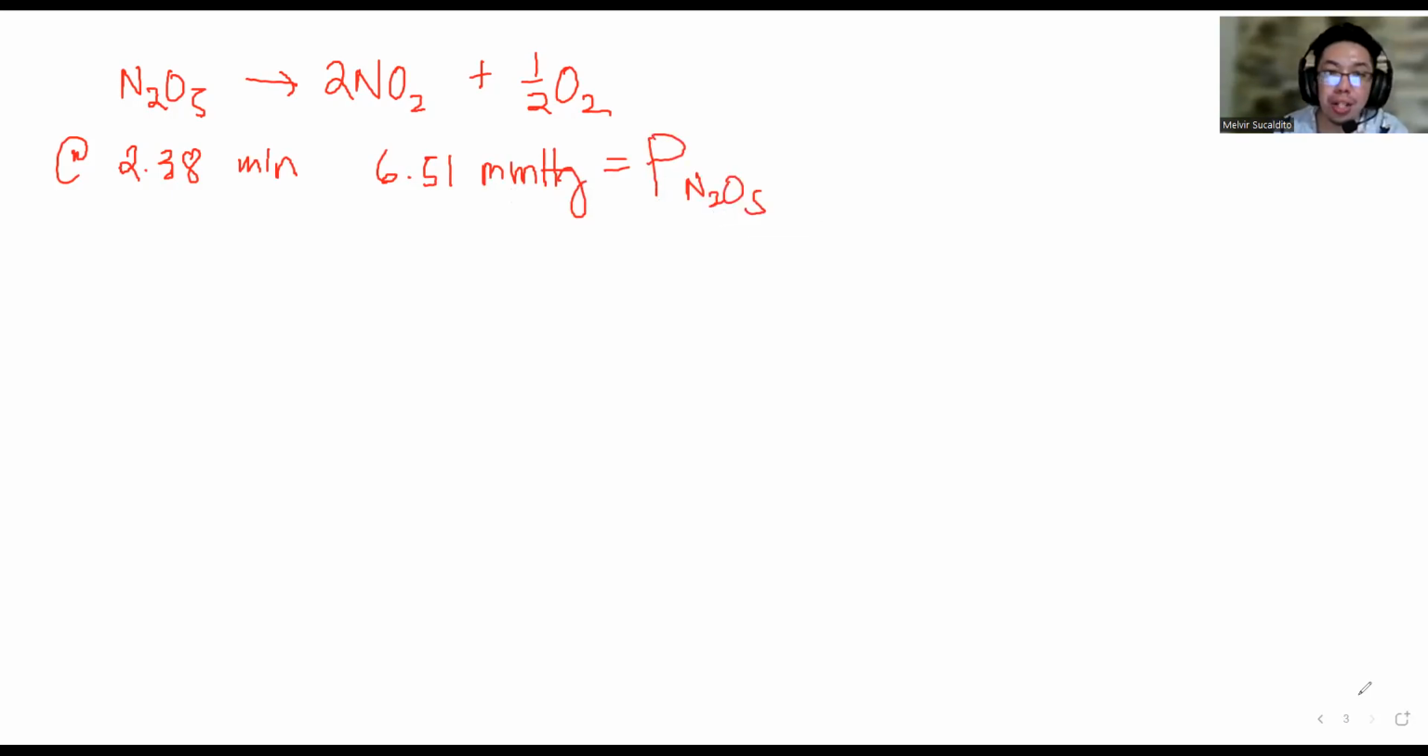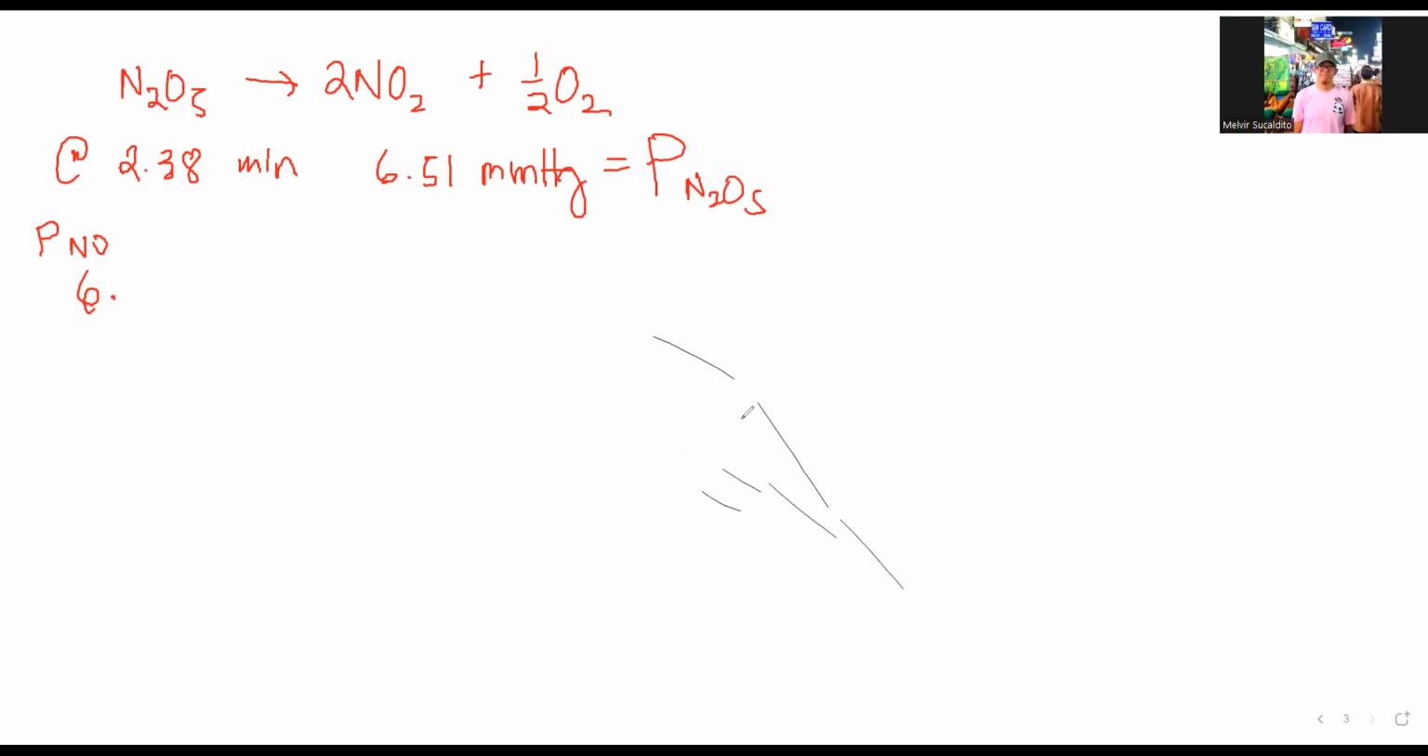If this is concentration, Josh, pwede mo na siyang gawin ganito. Para makuha mo yung pressure for NO2, ganito na siya. Ay, wait lang, pangit ang sulat ko. NO2. Turn off lang ako ng aking hop. Ayan, para mas mabilis. PNO2, ayan. So, di ba 6.51 millimeter mercury, Josh?